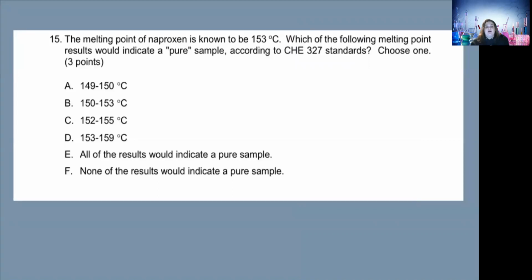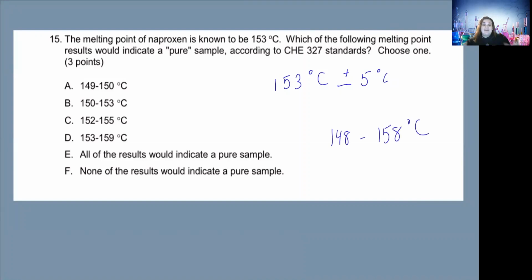Alrighty, so the melting point of naproxen is known to be 153 degrees Celsius. Which of the following melting point results would indicate a pure sample according to Chem 327 standards? Choose one. So the first thing I would do is say, okay, melting point is 153 degrees Celsius. Using our knowledge, we know that this could be 153 degrees Celsius plus or minus 5. So the total accepted range can be anywhere between 148 and 158 degrees Celsius.